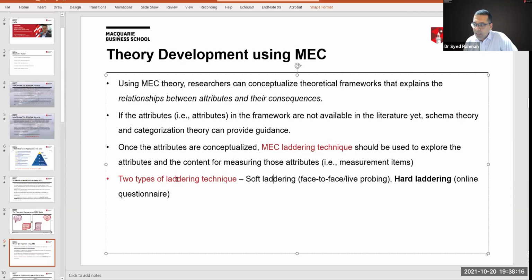Okay, now there are two types of laddering technique. The first one we call, so-called, soft laddering technique. It doesn't mean that it's soft or easy. It is actually the difficult one. And then we are going to talk about the hard laddering technique. So a bit of history about the soft laddering technique, or face-to-face laddering, and hard laddering.